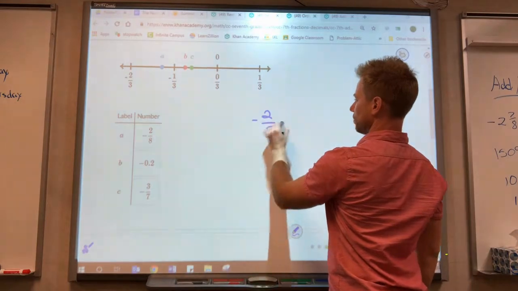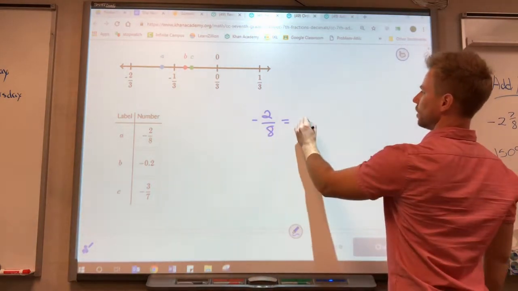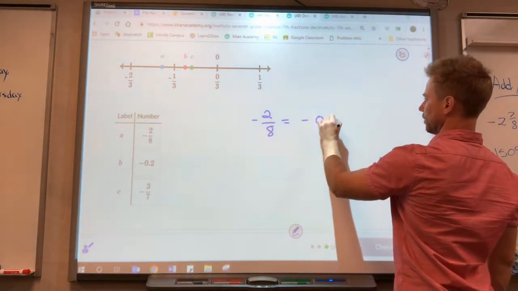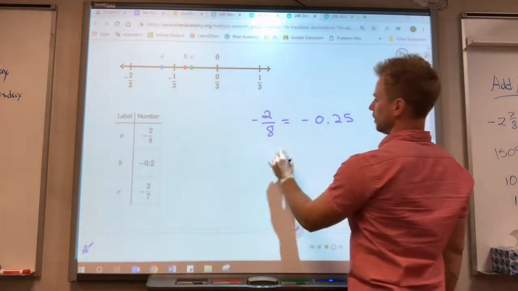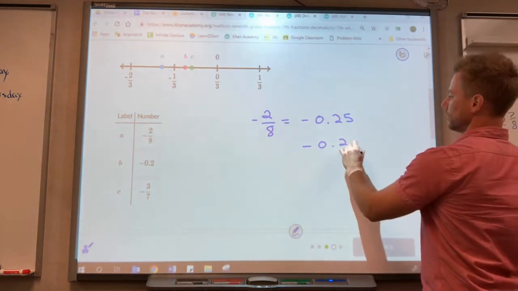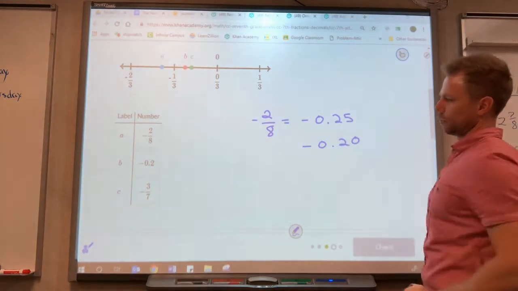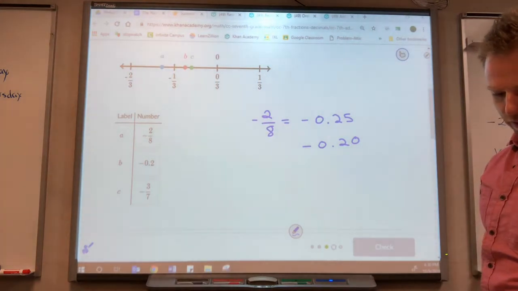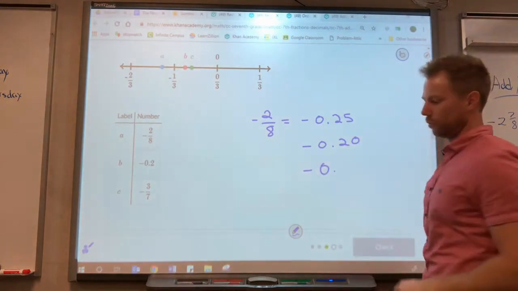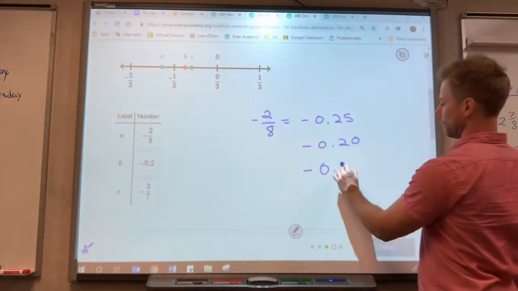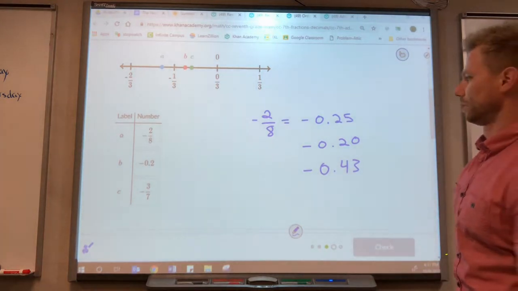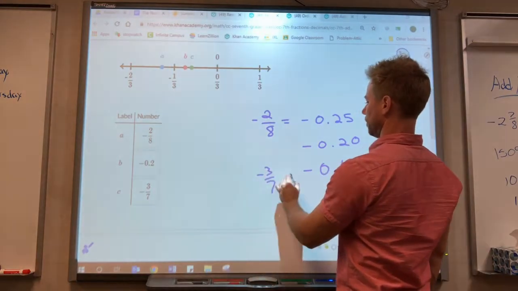So -2/8, we can change that to a decimal. Divide the top by the bottom, that'd be -0.25. And then the second one is already in decimal form, -0.2. We can add a 0 so that they have the same number of decimal places. I'm going to do 3 divided by 7. That's going to be -0.4 and this decimal keeps going on, but we can round to -0.43. And that was -3/7.